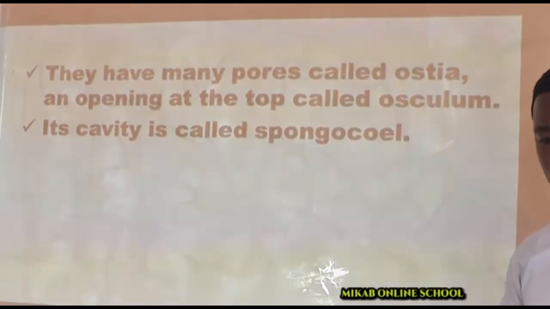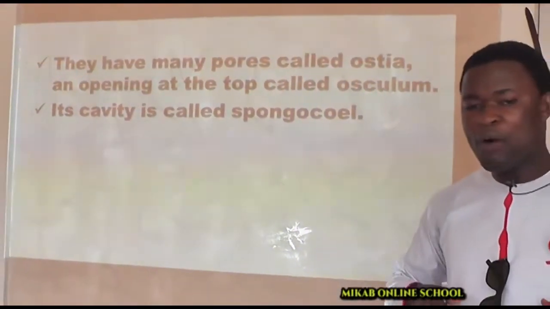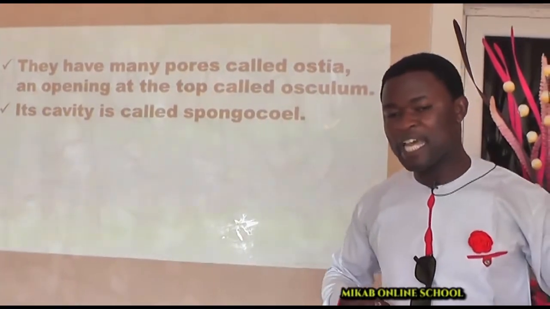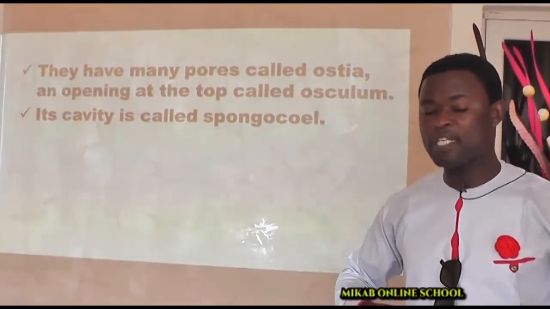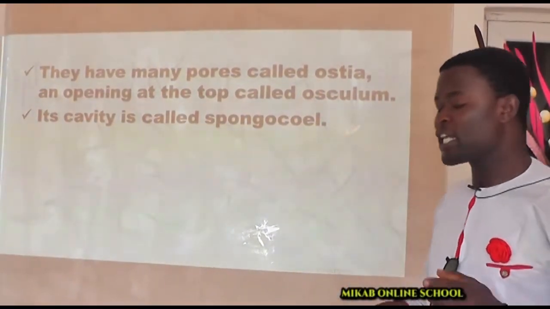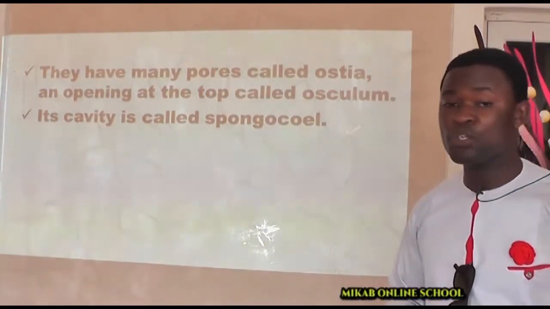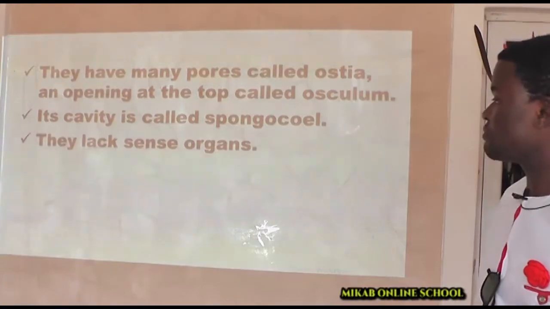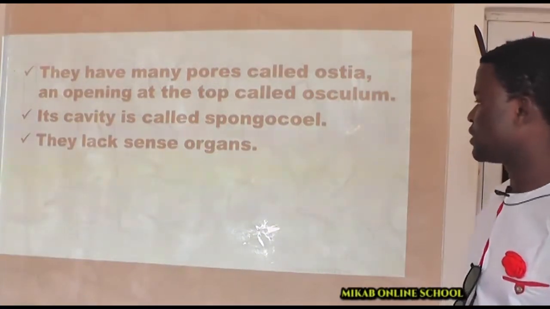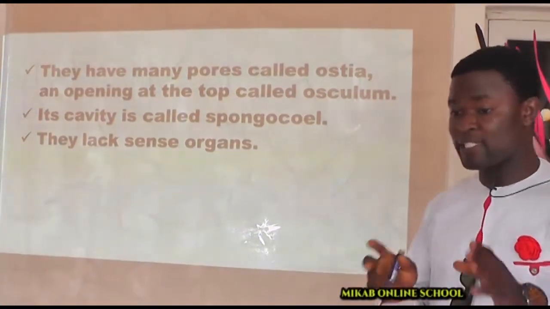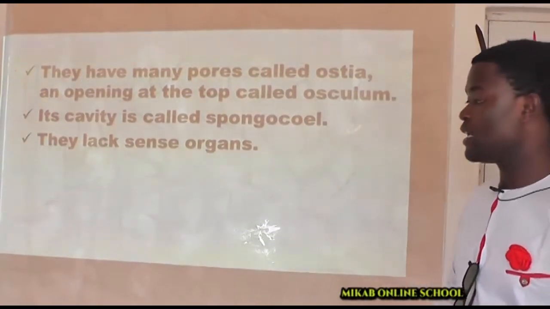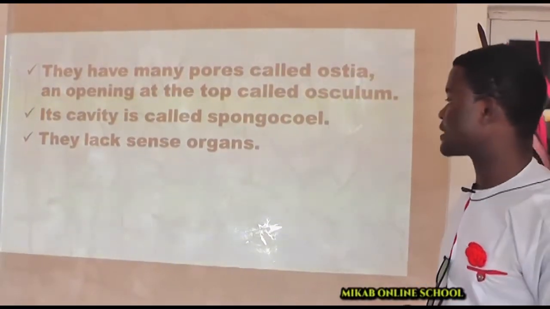As humans, our own body cavity is where our stomach is. We call it the abdomen sometimes. But in the case of this animal group, their own body cavity is known as spongocoel, and it contains various cells. There is a name we call these cells, which we are going to mention later: choanocyte.